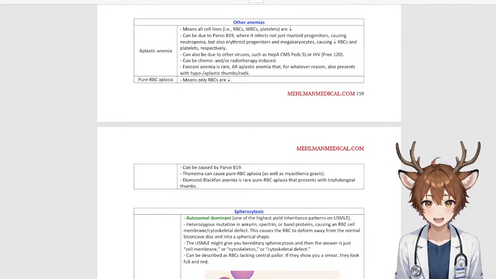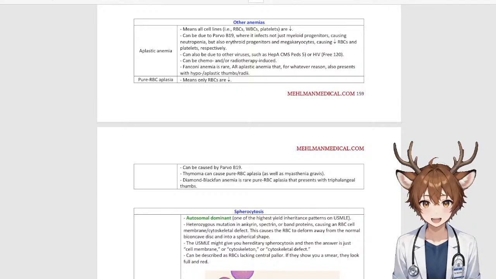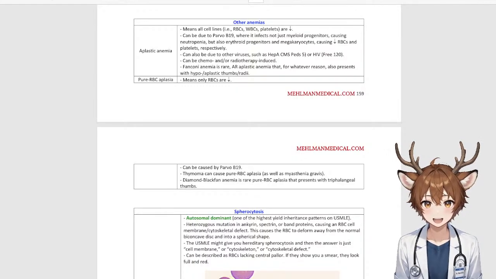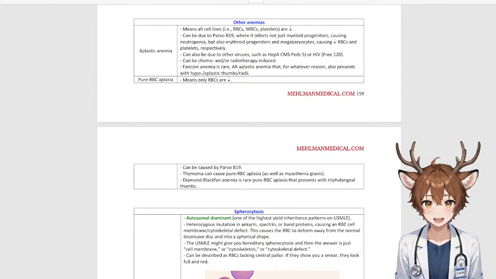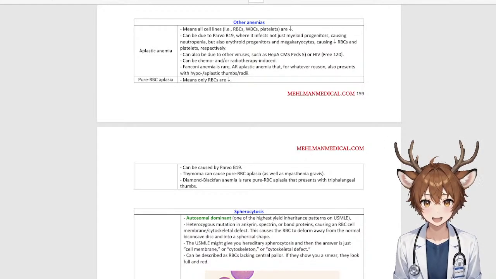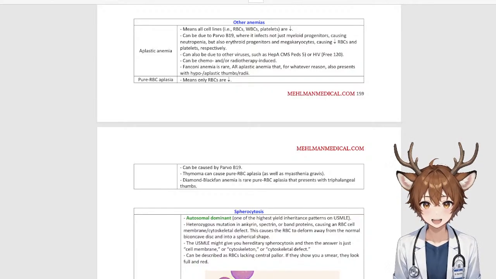Pure RBC aplasia means only RBCs are decreased. It can be caused by parvovirus B19. Thymoma can cause pure RBC aplasia as well as myasthenia gravis. Diamond-Blackfan anemia is a rare pure RBC aplasia that presents with triphalangeal thumbs.